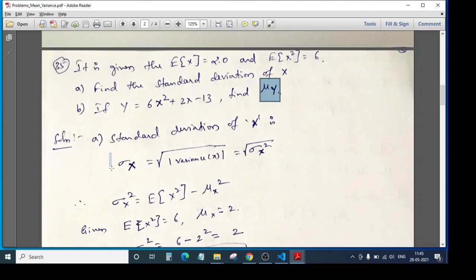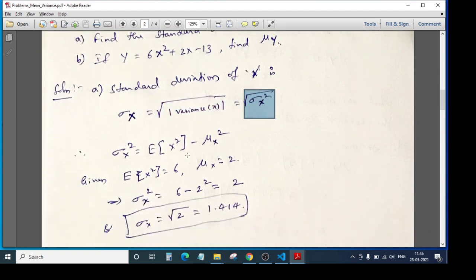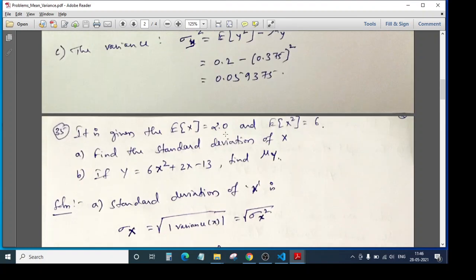All of us know that the standard deviation is nothing but the square root of variance. So that is what we have written here, square root of variance. We know that the variance is given by E of x square minus mu x square, or it is E of x square minus E of x, which is nothing but your mu, the whole square. That is what we have done here.